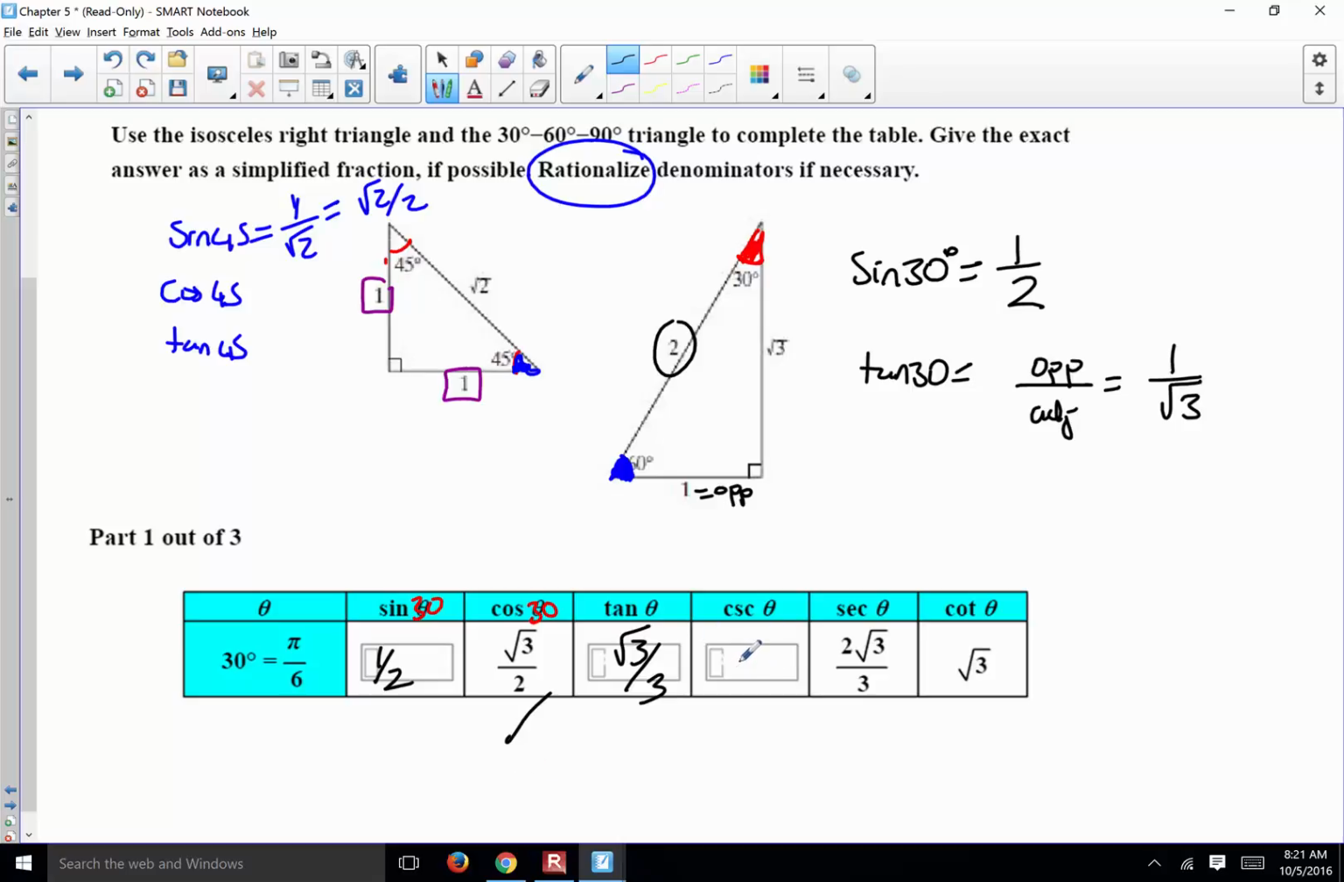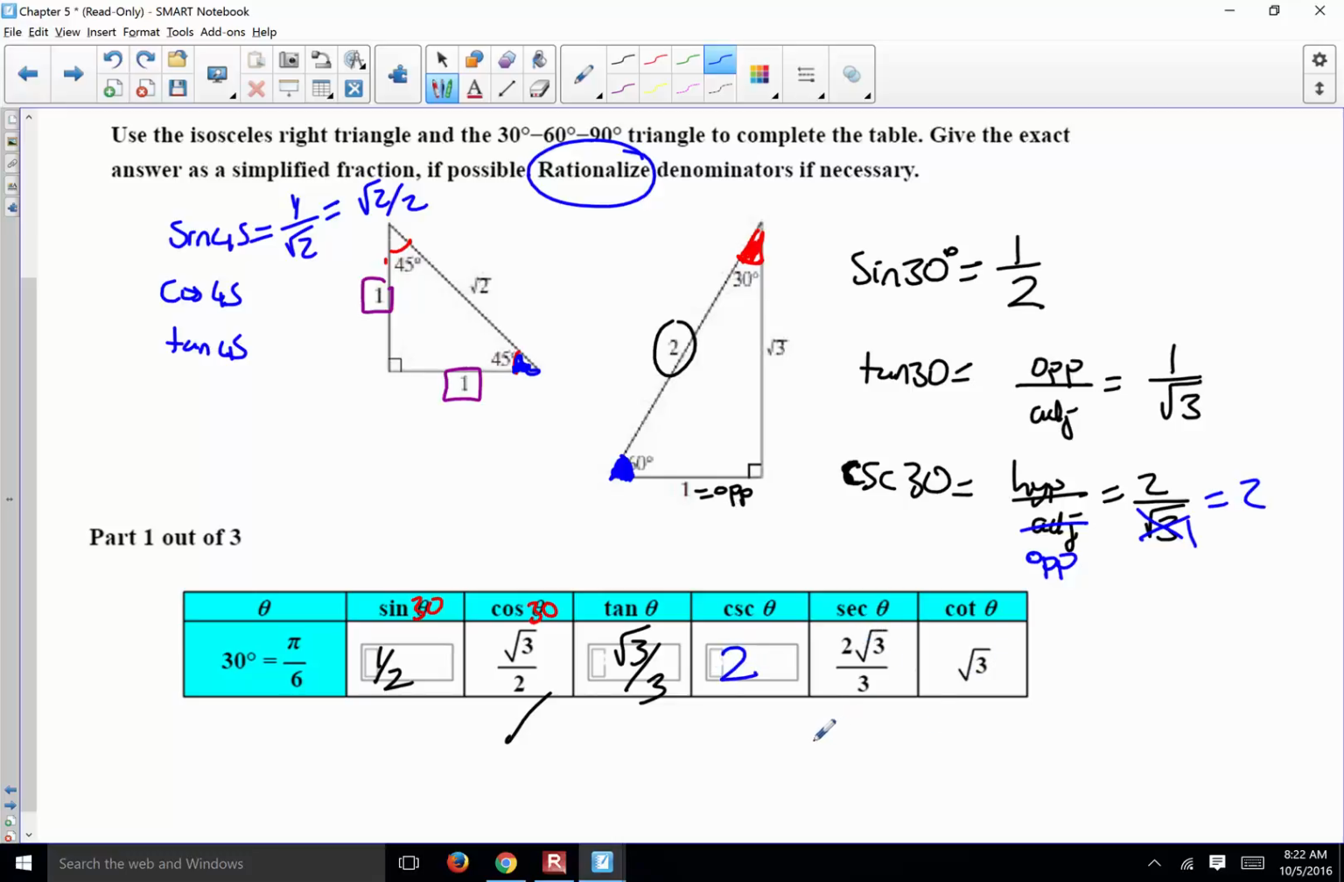Cosecant 30 is, what is it? Hypotenuse over adjacent. Hypotenuse is 2. Adjacent is root. Is that right? Yeah, it's not adjacent, it's opposite. So this is not correct. What is opposite? 1. So it's 2. And the rest, I believe they are right.